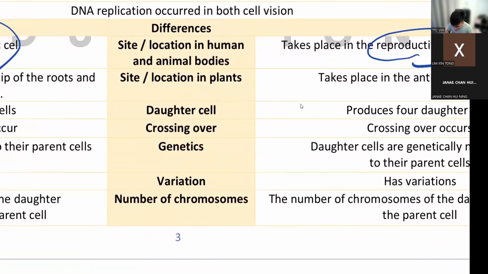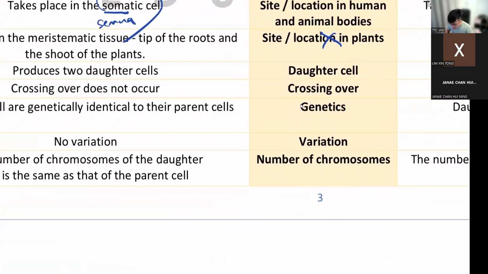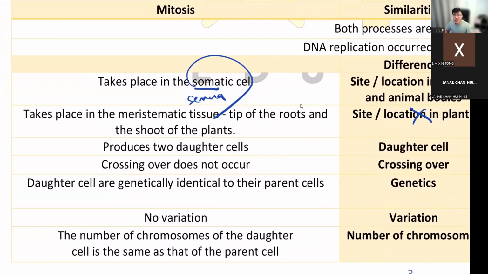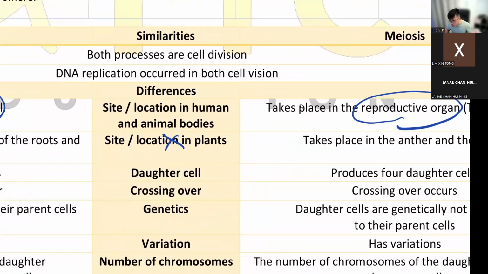Plants we ignore. What about daughter cells? How many cells do you get? Mitosis, I do it once. From one, I become two. So I have two daughter cells. For meiosis, I do it twice, right?